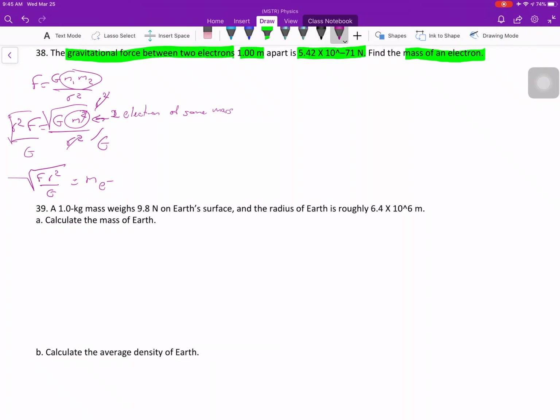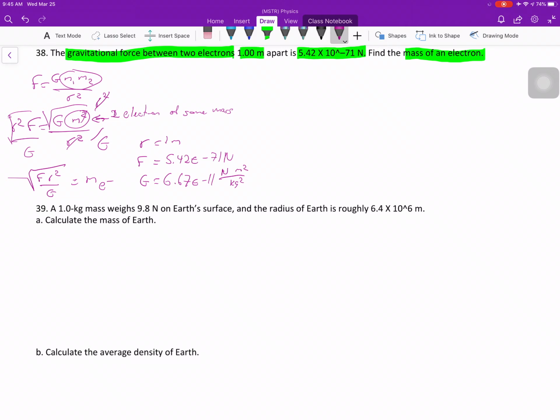So now let's look at our data. Well, the r is 1 meter. Our force is 5.42 times 10 to the negative 71 newtons. Our g is always given: 6.67 times 10 to the negative 11 newton meters squared per kilogram squared.